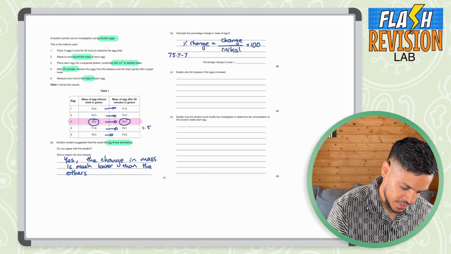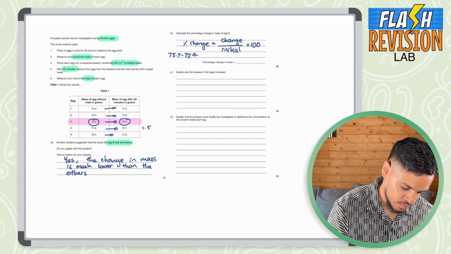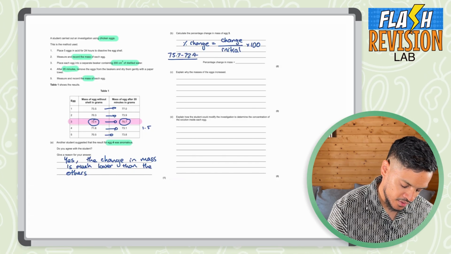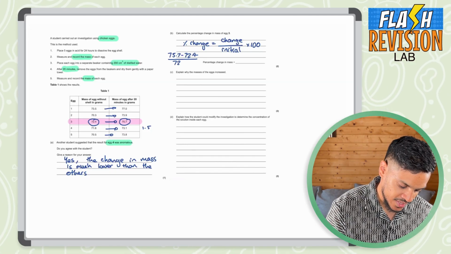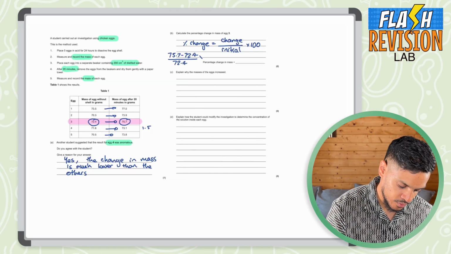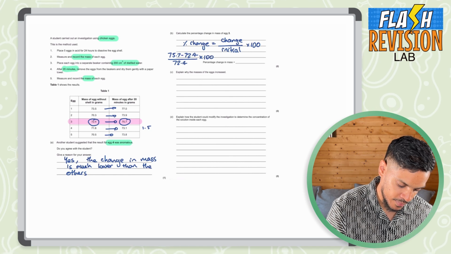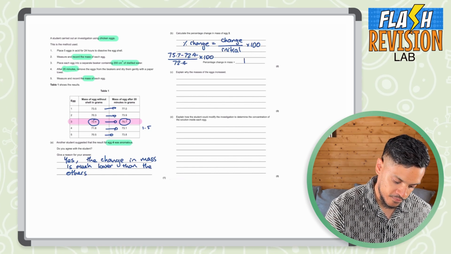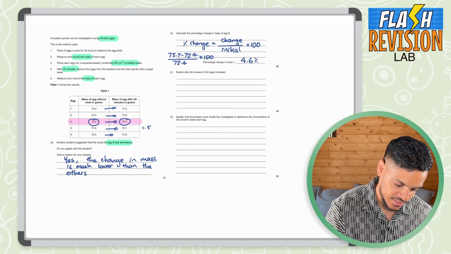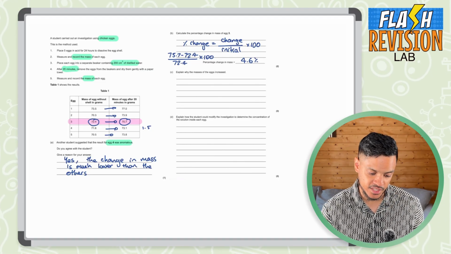75.7 minus 72.4 over the initial value. What did we start off with? We started off with 72.4. We get that, we multiply it by 100 to turn it into percentage, and the answer you should get is 4.6%. Now for part C, it's an explain question.